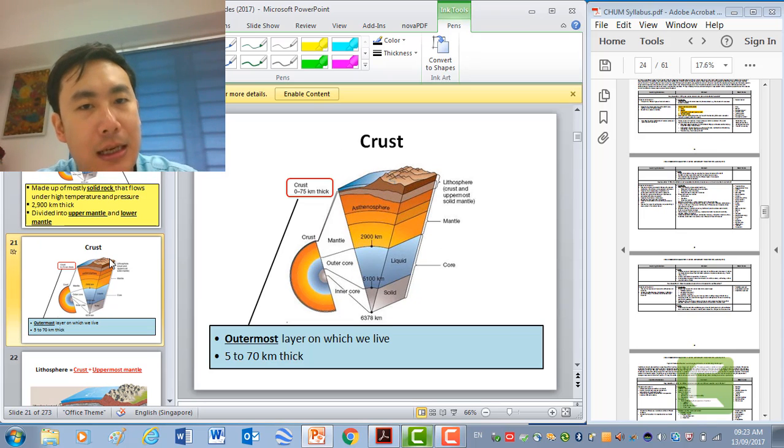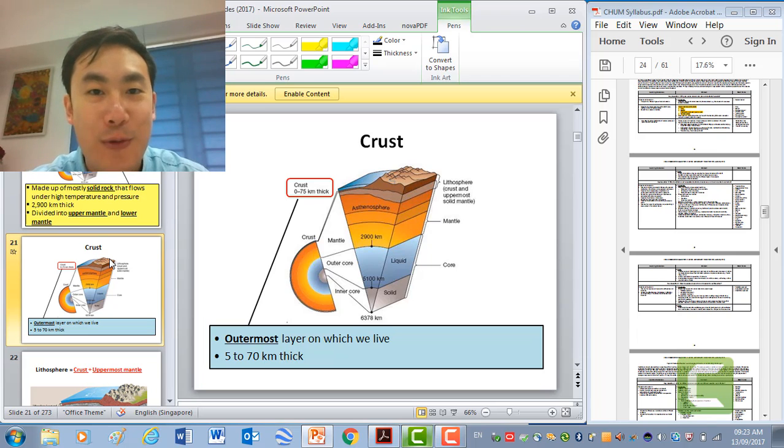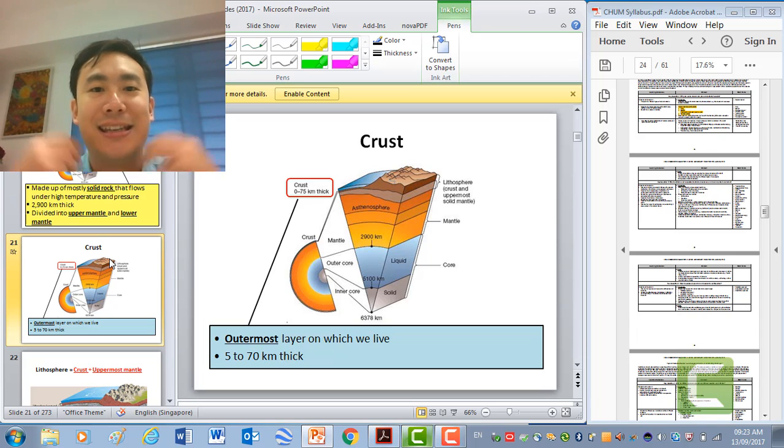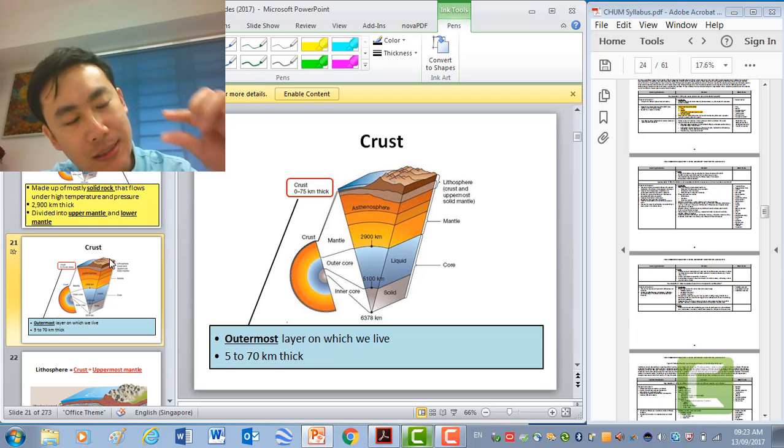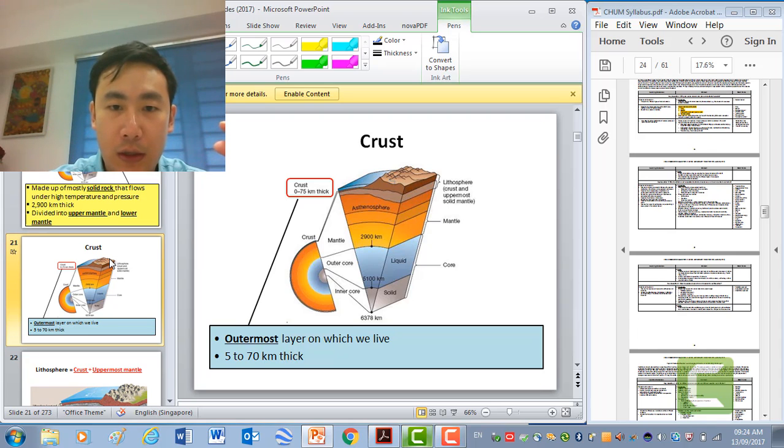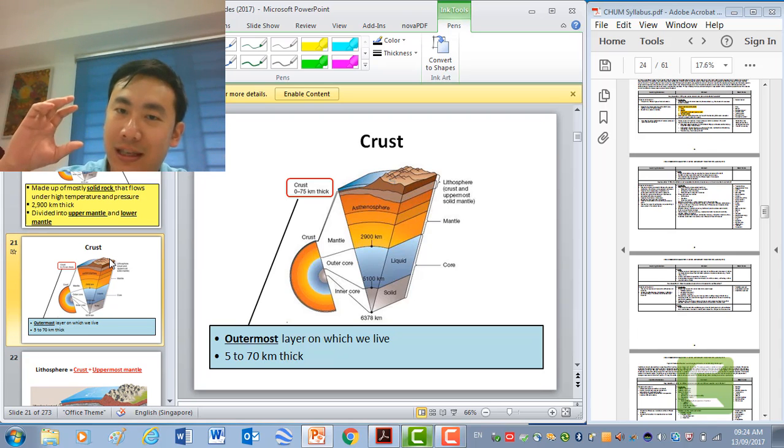Now, this is an important part of the 3 layers because this is where we live our lives. And this is the thing that causes all the landforms and earthquakes and things like that. It is the crust. The crust ranges from 5 to 70 km thick. Typically, 5 km refers to oceanic crust. It's always thin. And when you look at continental crust, it's always thick.